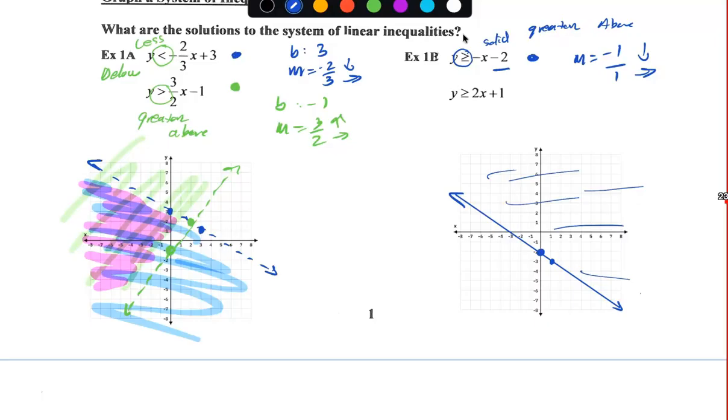Kind of like that, right? Okay, the bottom one. So my y-intercept is 1, so we'll start at 1. My slope is 2, so I'll make that 2 over 1. So I'm going to go up 2, right 1. So like right there. It's another solid line, right?